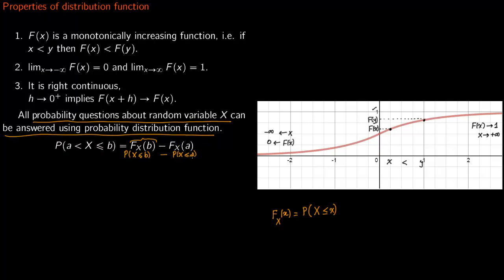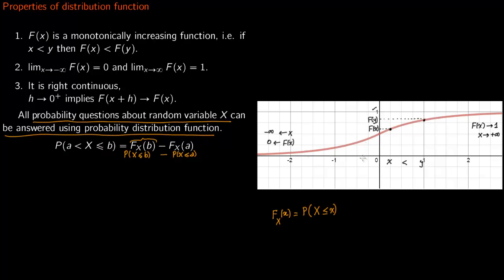So x is greater than a and less than b. Everything which is less than a, you take it out, and that will just leave you with x less than or equal to b and greater than a. So probability of x less than or equal to b minus probability of x less than or equal to a is the same as probability of x lying between a and b.